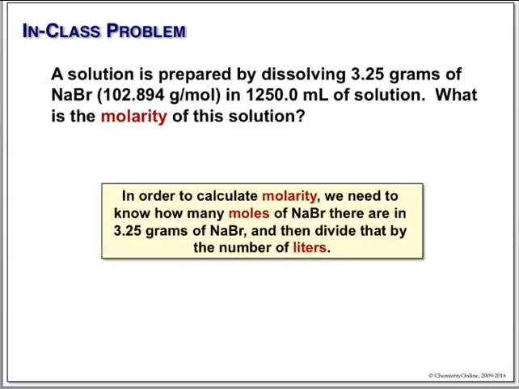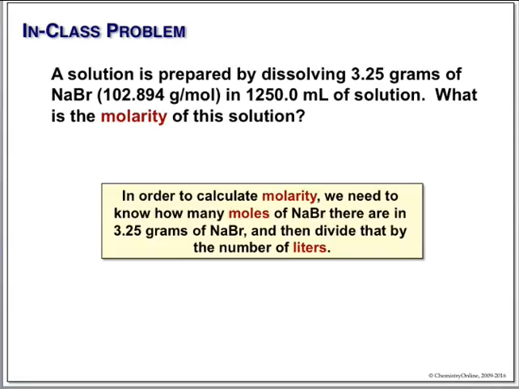Well, what we have to do is figure out how many moles of sodium bromide we have. Because remember, it's moles per liter. So step one, we need to figure out the number of moles. Once we know the number of moles, we simply divide it by the number of liters. This is going to be 1.25 liters. And 1 milliliter is 1/1000.